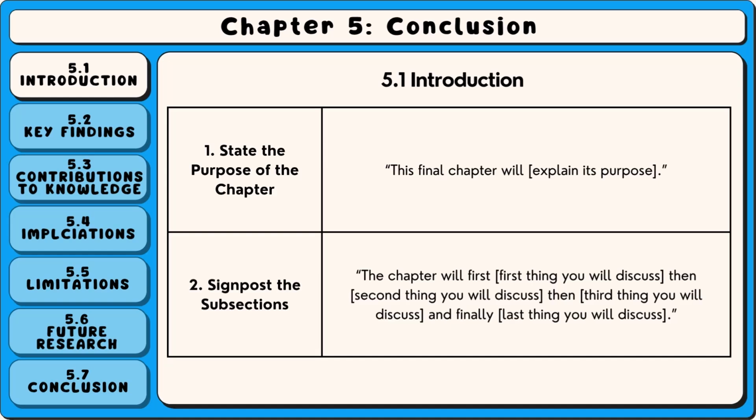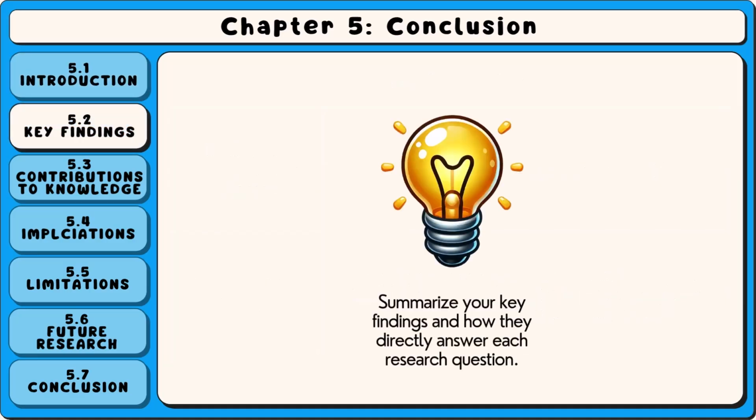In this section, you should have stated the purpose of the chapter and signposted the subsections of the chapter. Section 5.2 outlines the key findings. Here, the goal is to explain how the key findings directly answered the research questions.